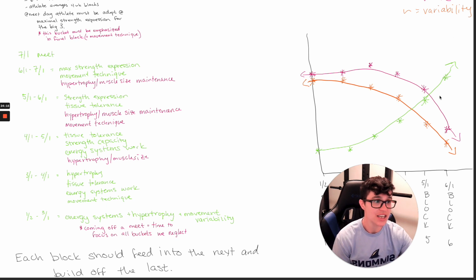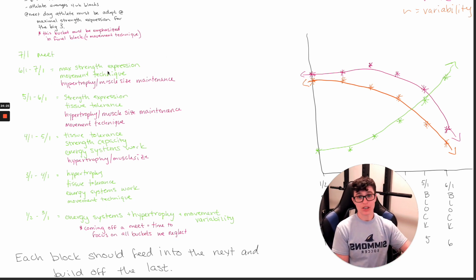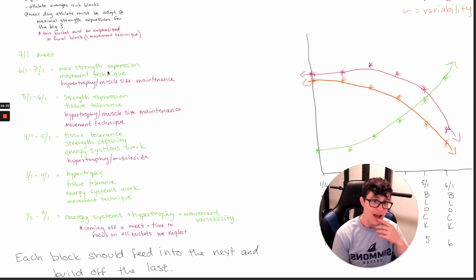Block 6, you'll see, has the highest intensity, the lowest volume, and the lowest variability. This is that block right here where we're really talking about max strength expression in the big 3 and being very, very specific on movement technique there. Again, utilizing what little bit of volume we have to help maintain our muscle size.